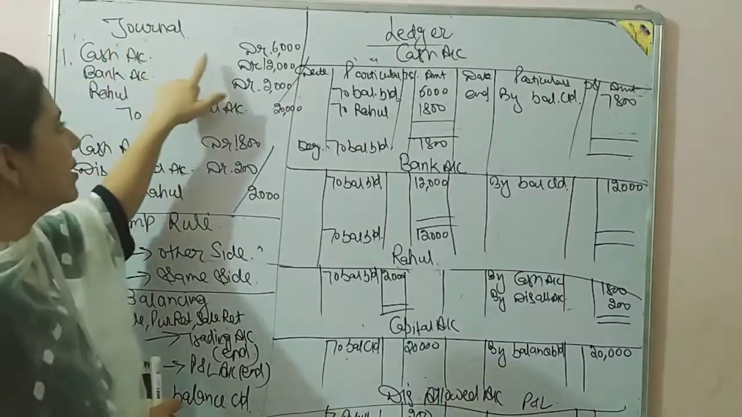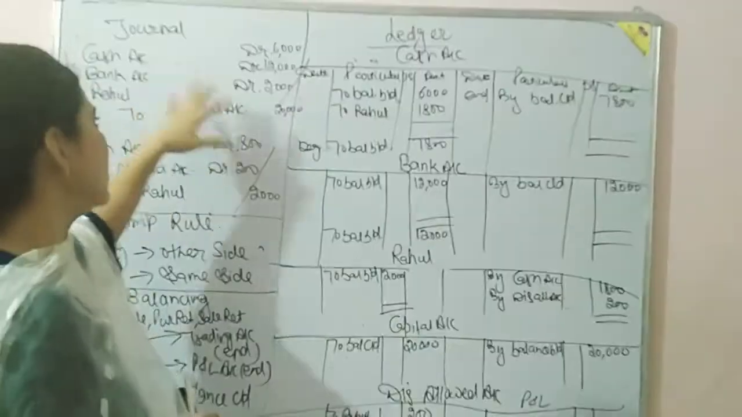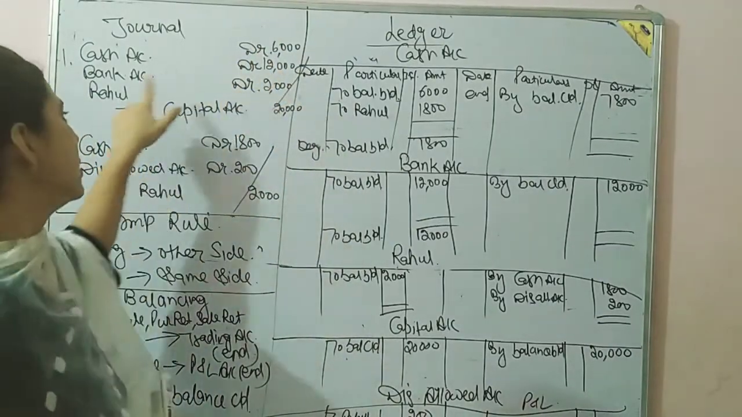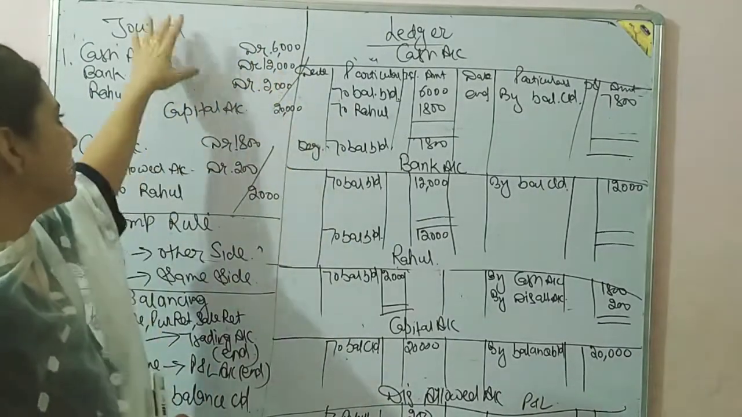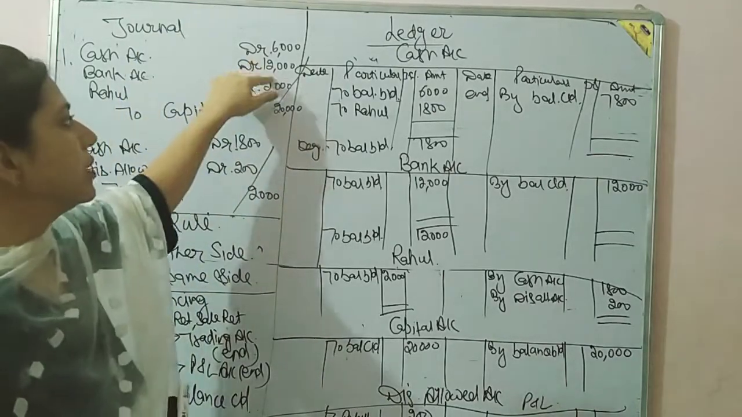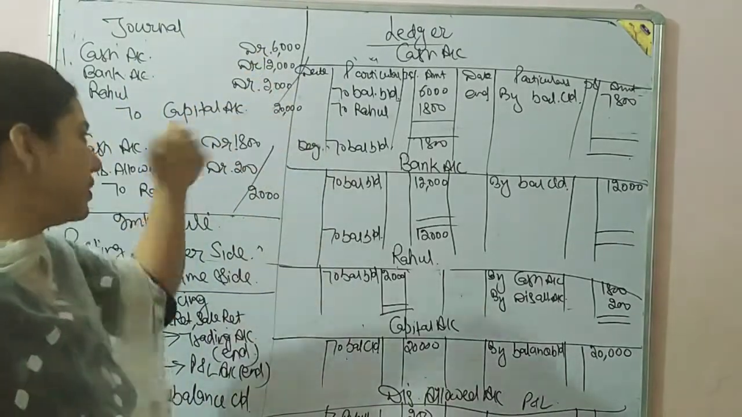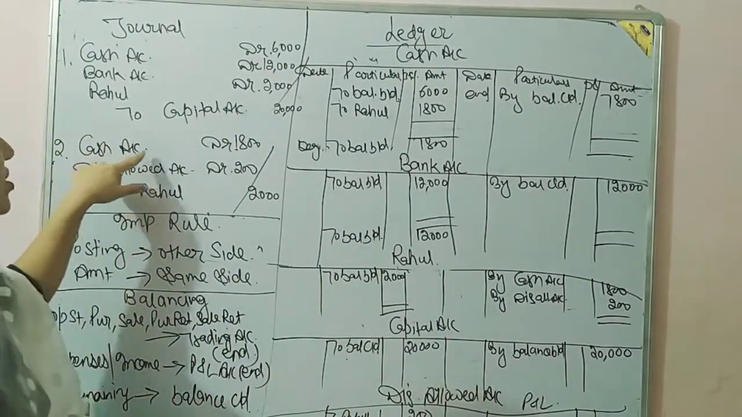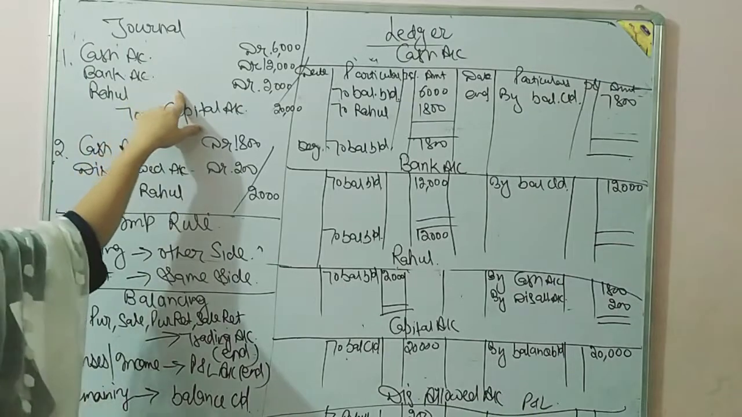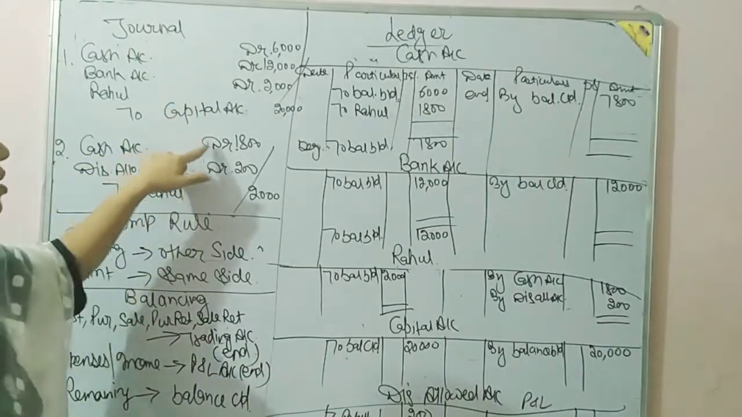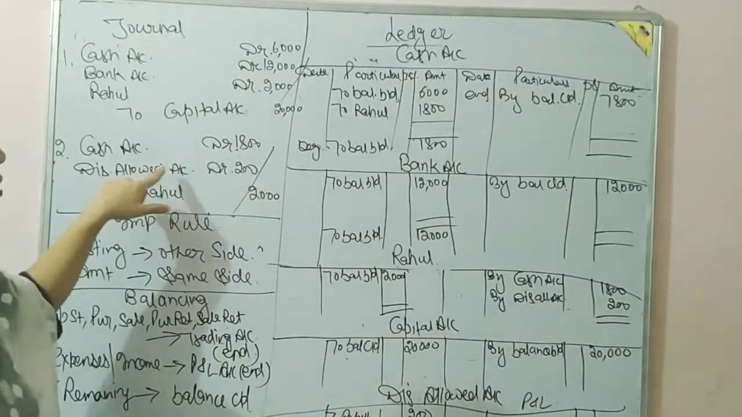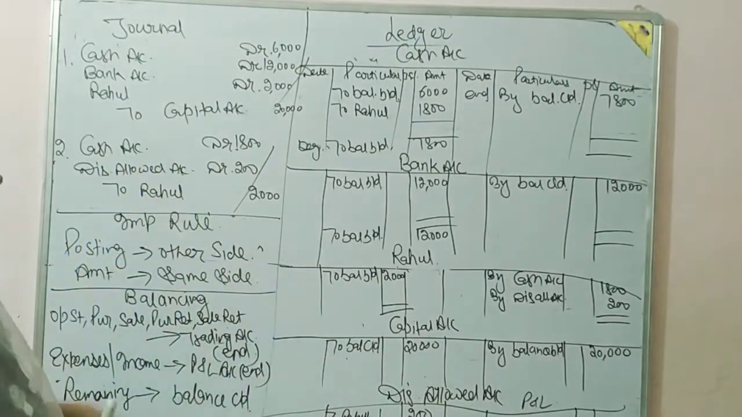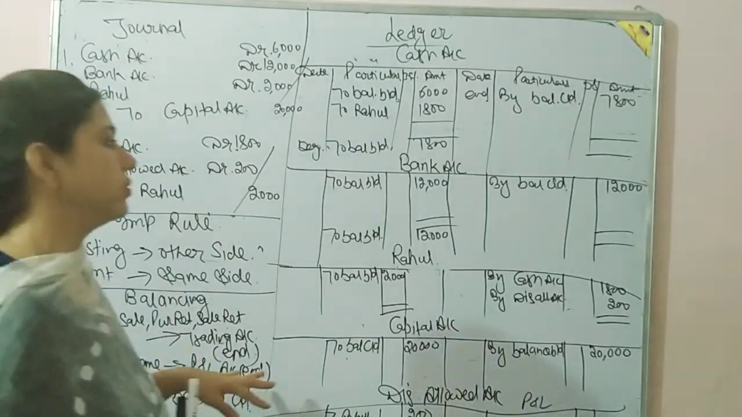The opening entry is, for example, we started a business with cash account debit 6,000, bank account debit 12,000, Rahul debit 2,000. That means the capital of the business is 12 plus 6 plus 2, that is 20,000. After that, cash is received from Rahul because Rahul is our debtor. So cash account debit 1800, discount allowed 200, and to Rahul 2000. So how will these two entries be posted in the ledger account?